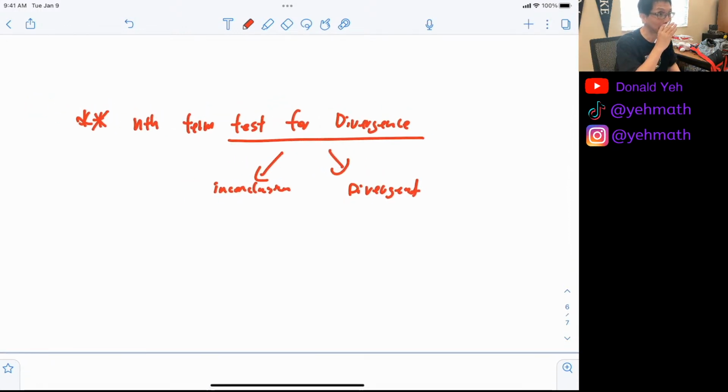Like, does the oscillation count as divergence? Oscillation is divergent, okay.